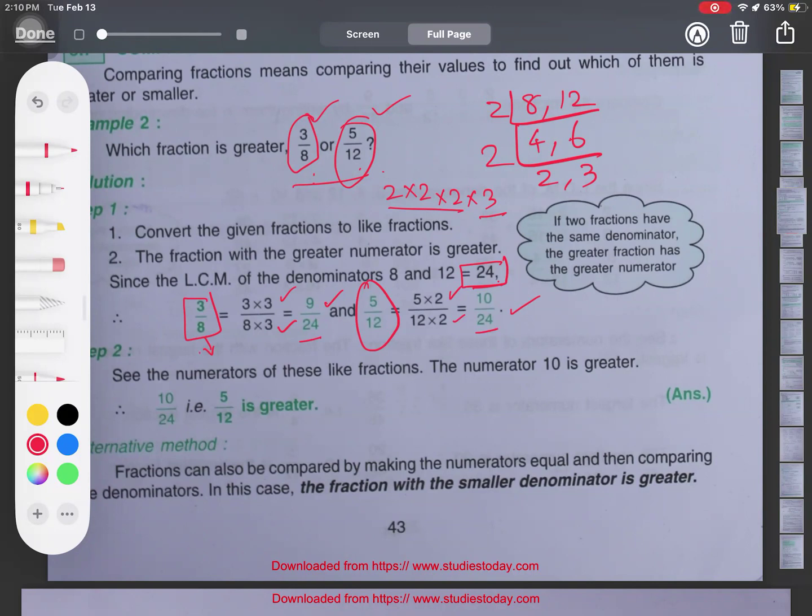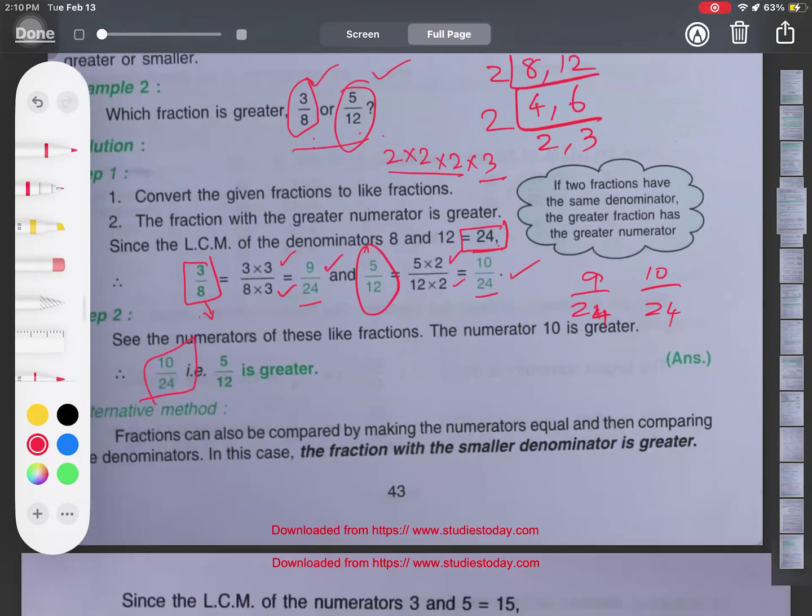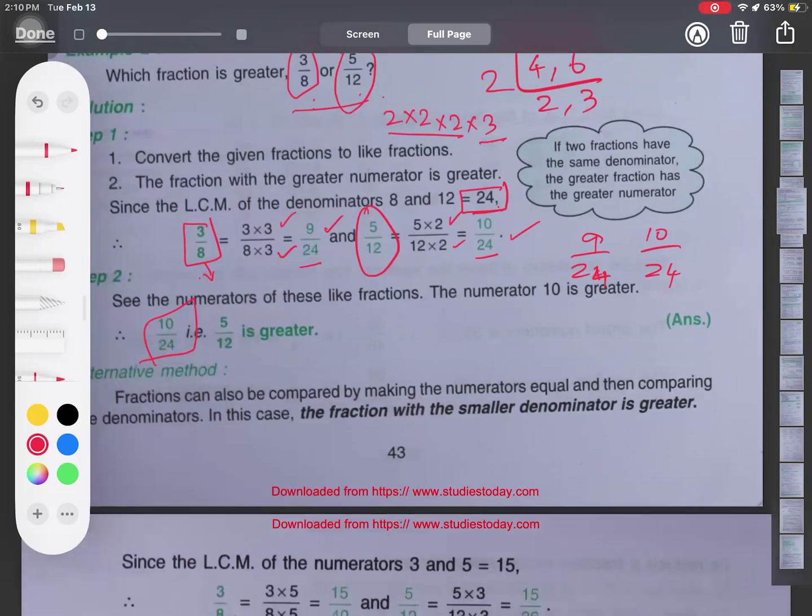If you look at these two fractions, both have the same denominator. Then 9 by 24 and 10 by 24, which one is greater? 10 by 24 is greater. Is it clear or not? How come you say 9 over 24? 10 over 24 is greater. First of all, you should convert unlike into like fractions. This is very important.